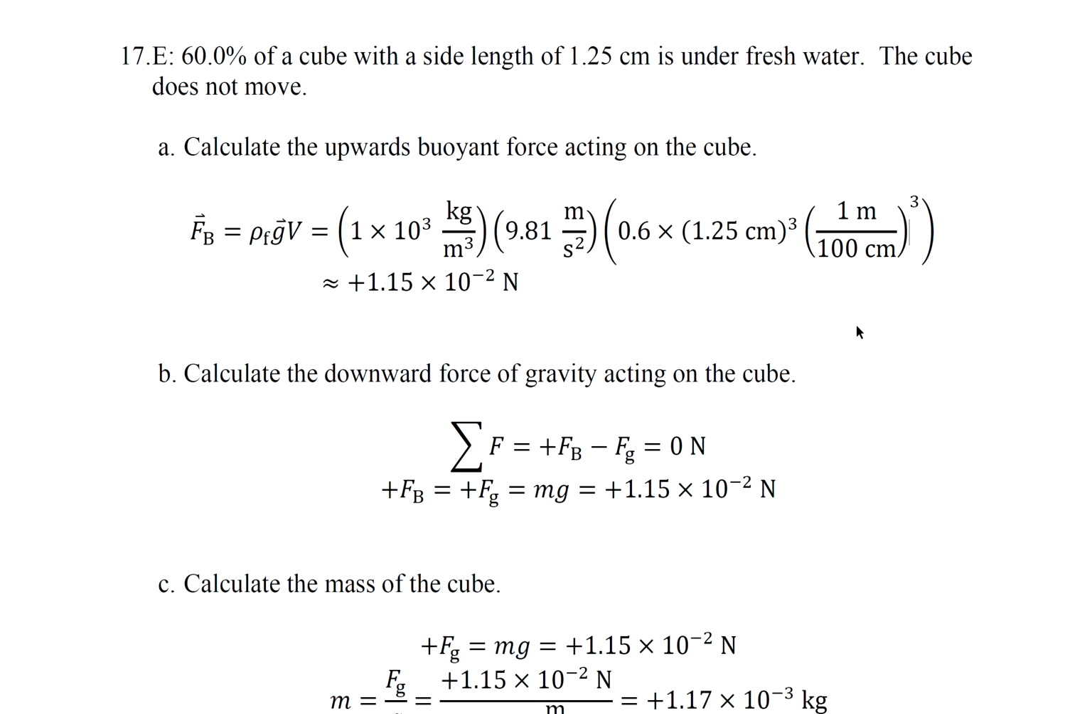Part B, calculate the downward force of gravity acting on the cube. Well, the cube doesn't move, so force of buoyancy up equals force of gravity down. You could say the buoyant force takes the place of the normal force if there was a hard surface.